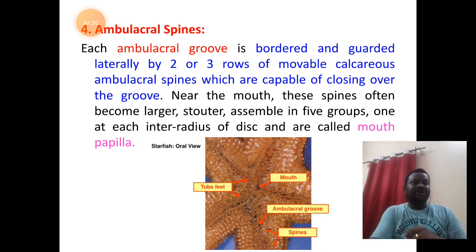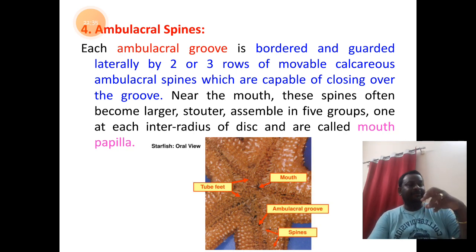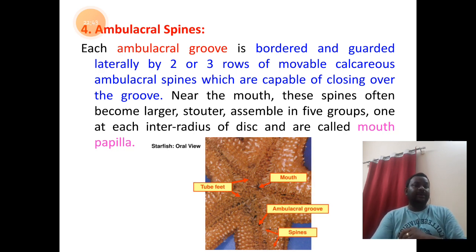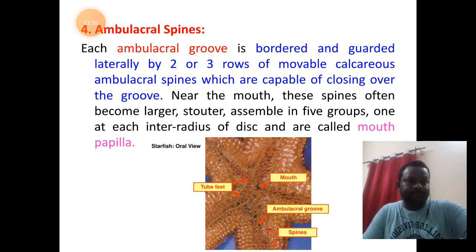Near the mouth, these spines become larger, stouter, and form 5 groups, and they become the oral papillae and help in guarding the mouth. So you find ambulacral spines guarding the ambulacral groove, and at the mouth they become stouter, larger, and form 5 groups and help in the protection of the mouth opening to form the mouth papillae.